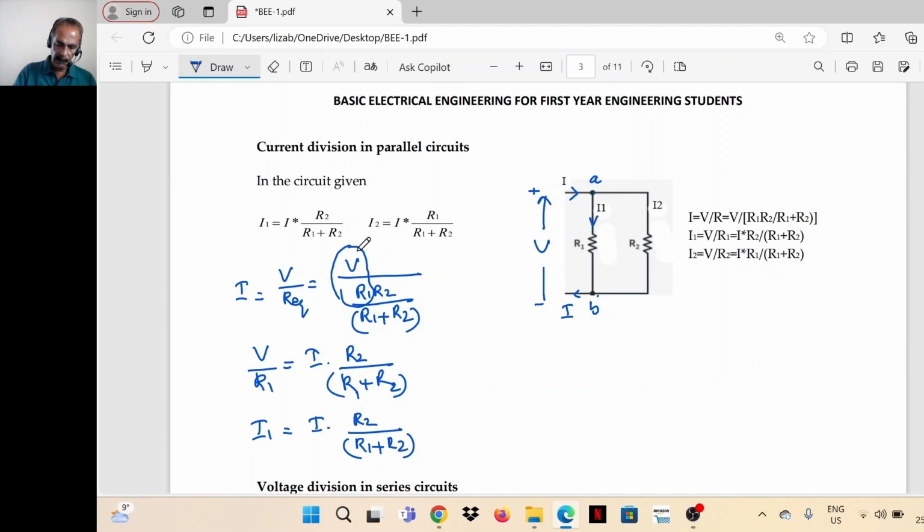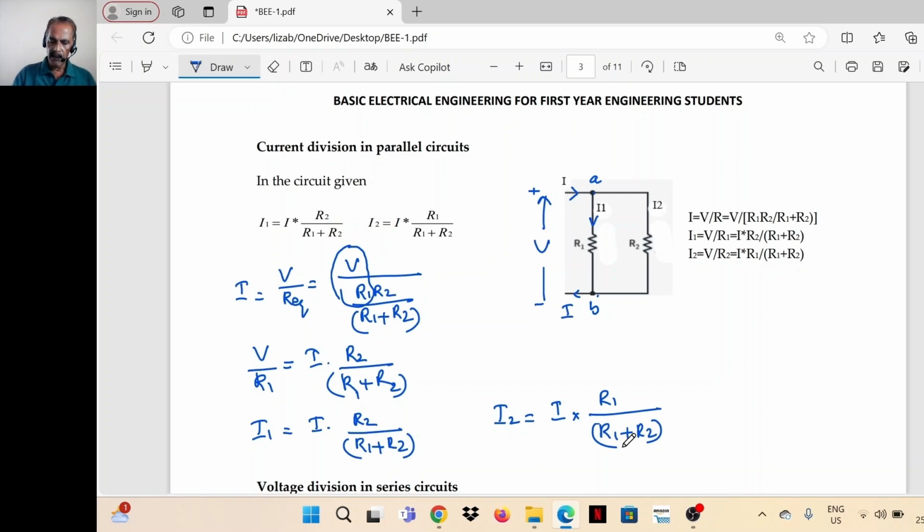So likewise, if we take V divided by R2 from this equation, you can prove that I2 is equal to I into R1 divided by R1 plus R2. So I2, the current flowing through R2, is equal to the total current coming to the node into the opposite side resistance. We want to find the current through R2. So the opposite side resistance is R1. R1 divided by R1 plus R2.